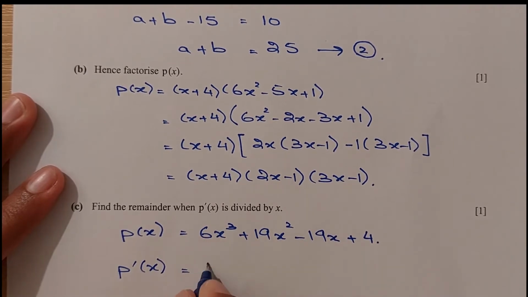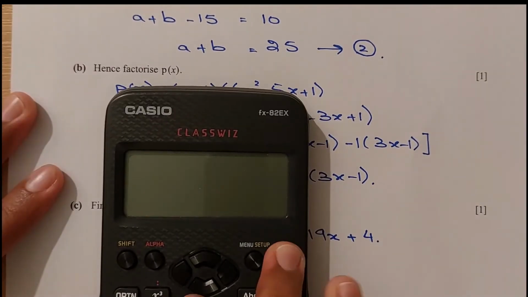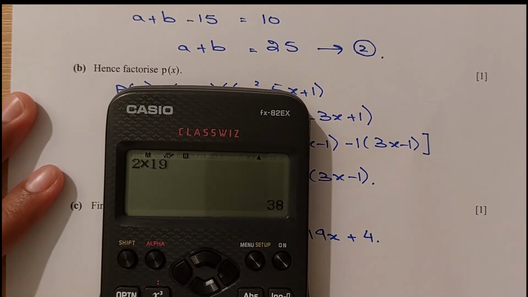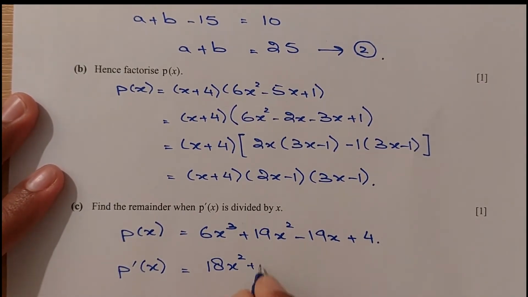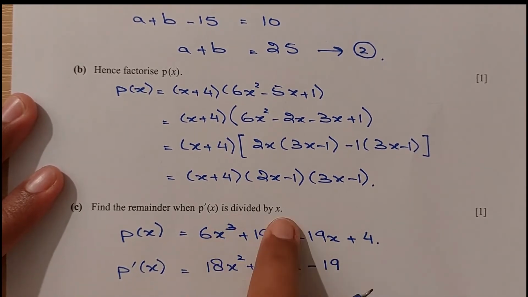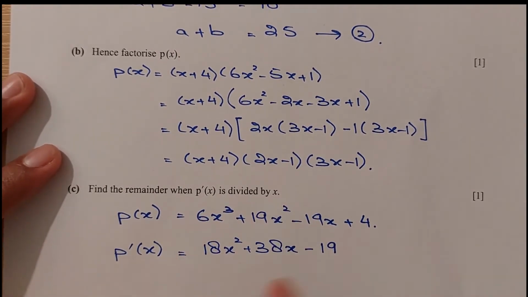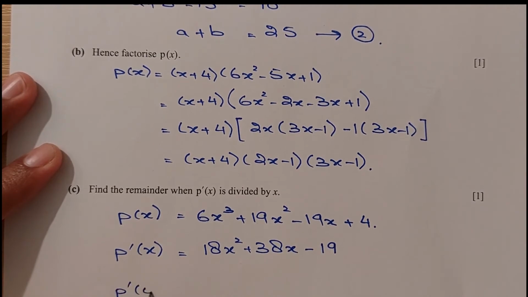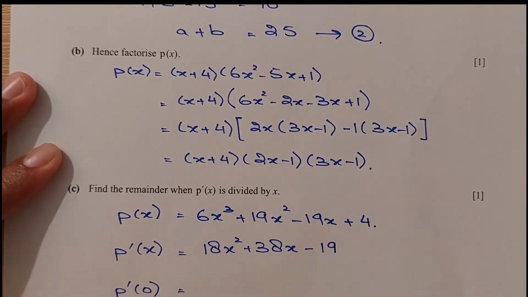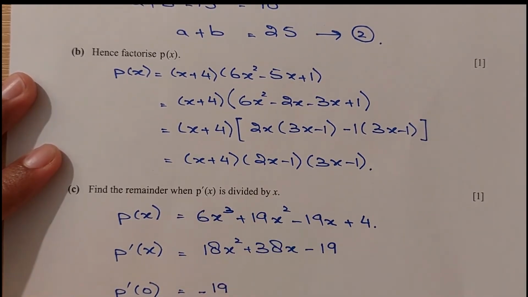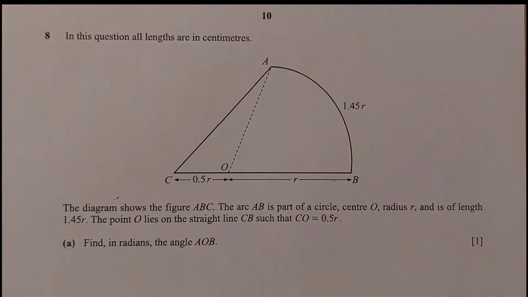So 3 times 6 is 18x squared. 2 times 19 is 38, plus 38x and then minus 19, right? So divided by x, which means x equals 0. So p prime of 0 is, this is 0, 0, and this is minus 19. So the remainder when p prime is divided by x is minus 19.